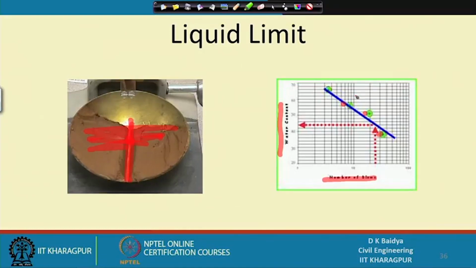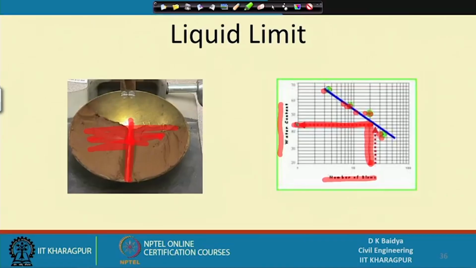But how can I get it? We can plot this, and from this plot I fix 25 blows here, go across to the line, and from there find the moisture content. That moisture content becomes the liquid limit. So, if I have a soil, I take some amount, and that soil has to be passed through a 425 micron sieve. Then you mix it with water, make a paste, put the sample here, cut the groove, then apply blows at 2 blows per second, and observe when the groove closes by the specified distance.